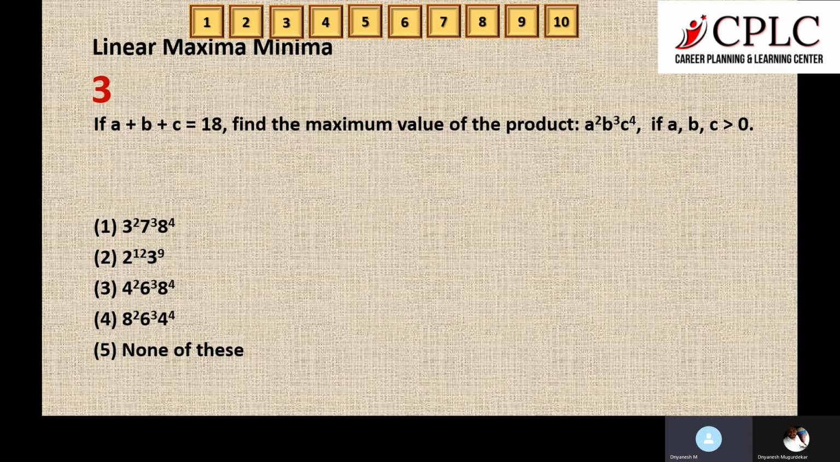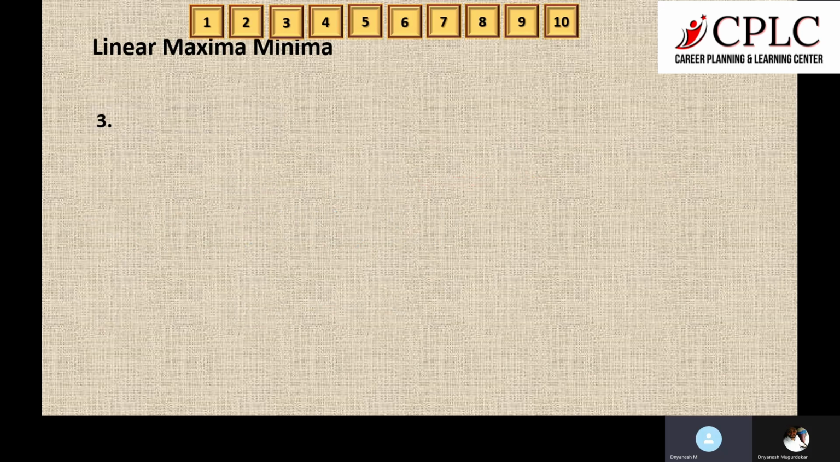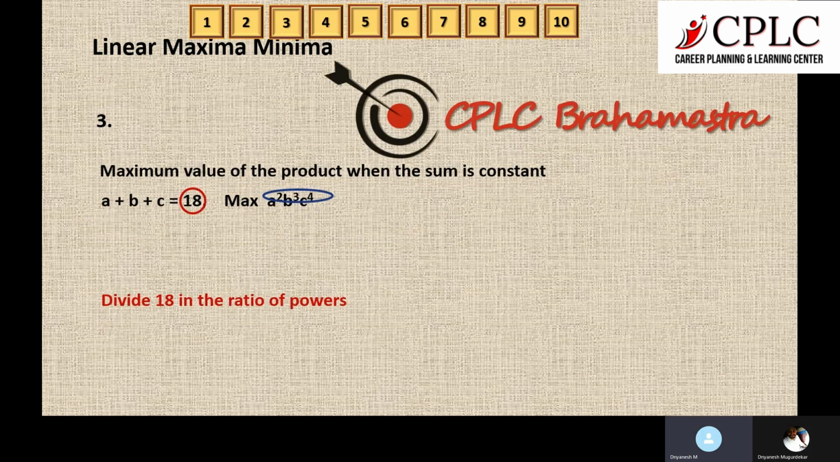So what you will have to do, and you can remember this as a shortcut for all such types of questions, whatever is the sum, you will have to straight away divide that in the ratio of the powers. So the sum is 18, and we'll have to divide that in the ratio of the powers, that is 2 is to 3 is to 4. When you divide 18 in the ratio of 2 is to 3 is to 4, the values that you end up getting are 4, 6 and 8. So substitute in the place of a, b, c the values 4, 6, 8. And when you do that, straight away you get the answer as 4 square, 6 cube and 8 raised to 4, which is option 3 for the third one.